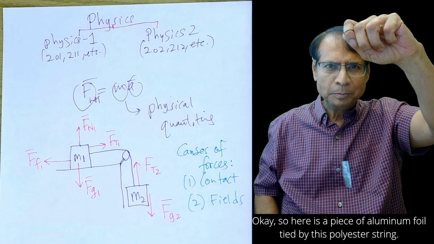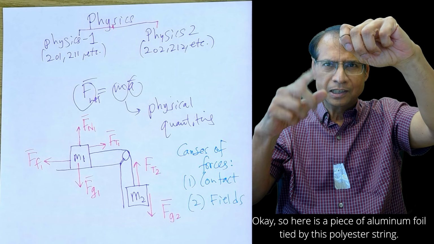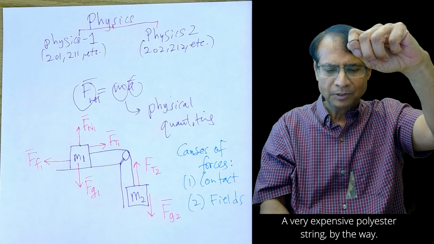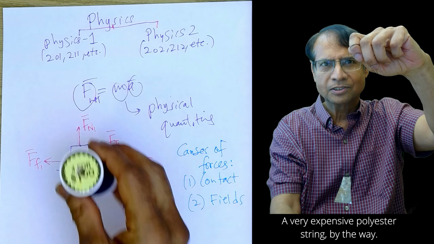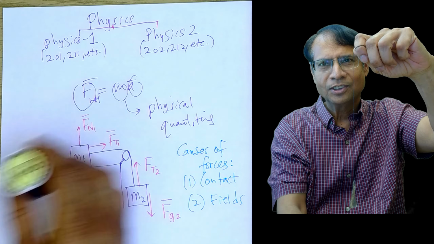Okay, so here is a piece of aluminum foil tied by this polyester string. A very, very expensive polyester string, by the way. See, 4 for $1.